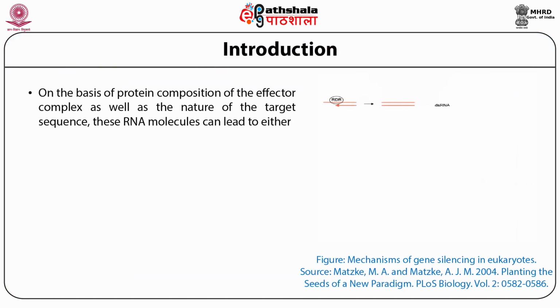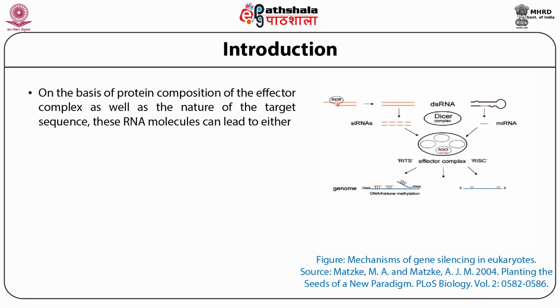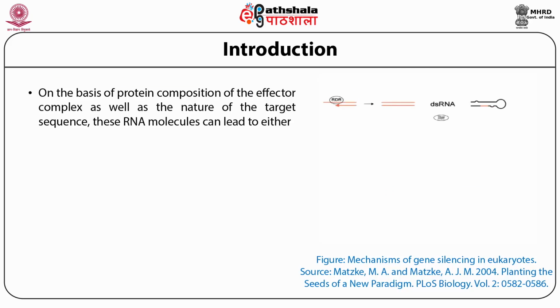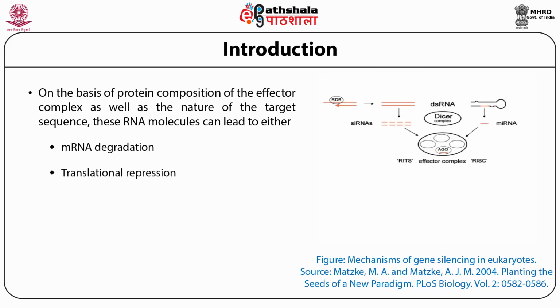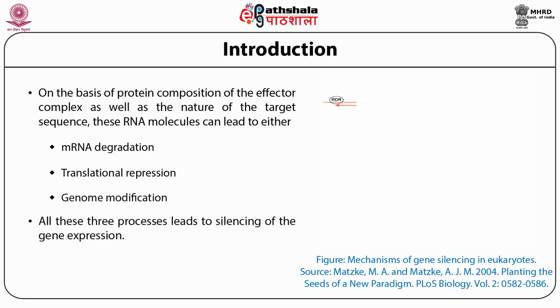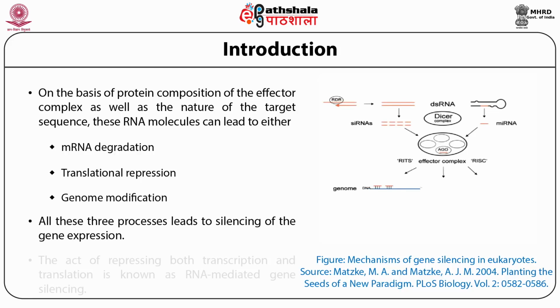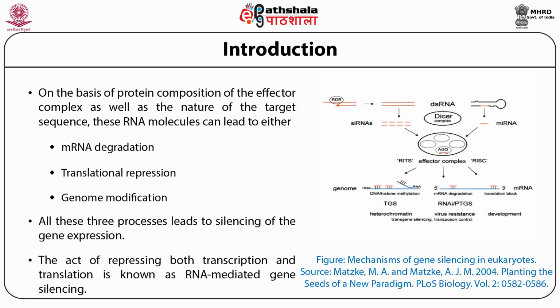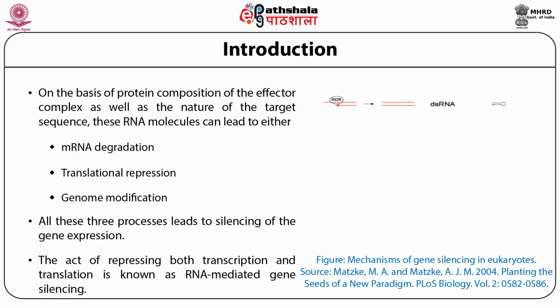On the basis of protein composition of the effector complex as well as the nature of target sequences, these RNA molecules can lead to either mRNA degradation, translational repression, or genome modification. All these three processes ultimately lead to silencing of the gene expression. The act of repressing both transcription and translation is known as RNA-mediated gene silencing.